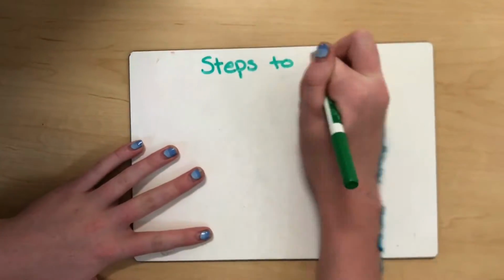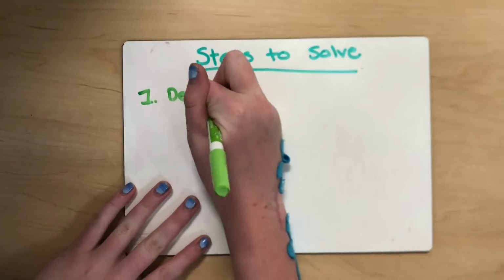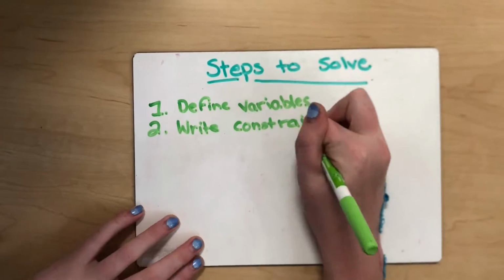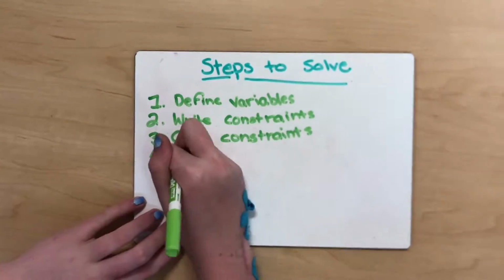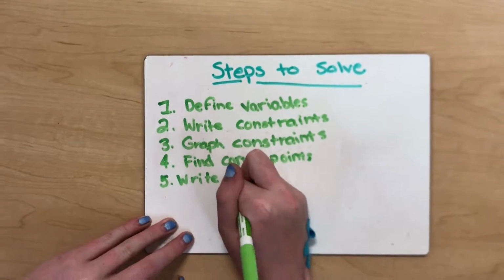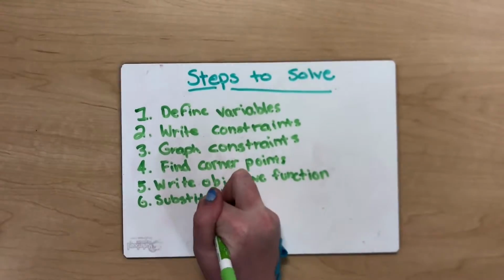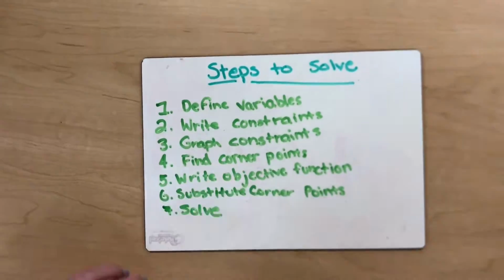There are 7 steps you need to do to solve the problem. First off, you need to define your variables. Second, you need to write your constraints. Third, you graph your constraints. Fourth, you find your corner points. Fifth, you write your objective function. Sixth, you substitute in your corner points. And number 7, you solve.